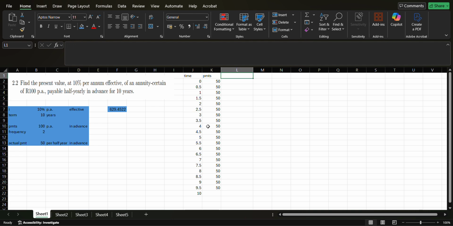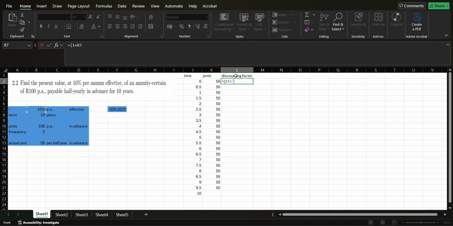Now we need our discounting factors. What you can imagine we're doing here is we're just populating our timeline. We have the timestamps and we have the payments at each time. Now we need the v factor at each time, and the v factor is the discounting. The discounting factor is equal to 1 plus the interest rate. So 1 plus, and I'm going to reference i.